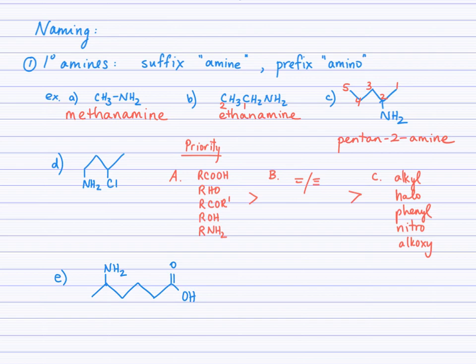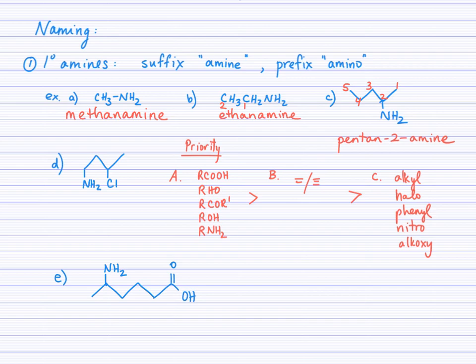Okay, in example C, you'll notice there's 5 carbons in the parent chain, so we're thinking pentane, drop the E. Now we need to number where that amino functional group is. Once you're past the 1 or 2 carbons, you need to number where it is, just like with the alcohols. And so we have pentan-2-amine.